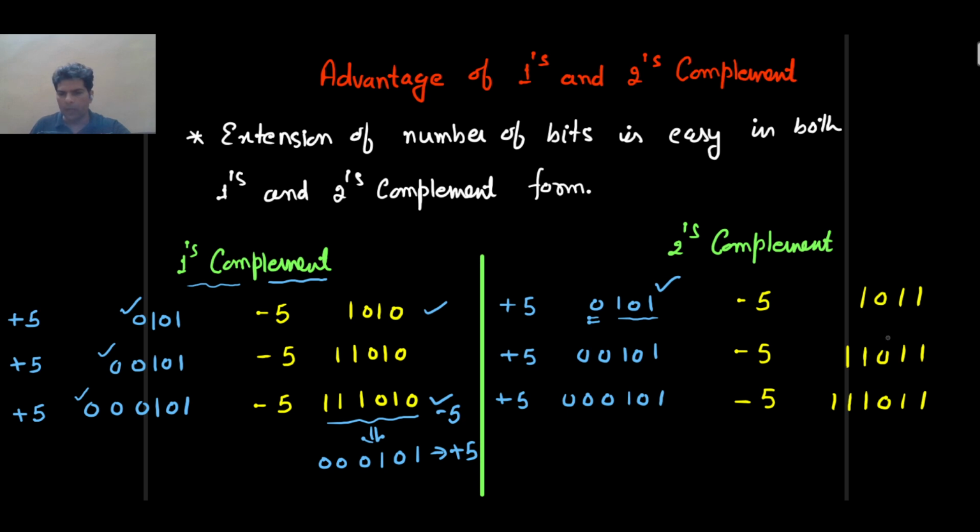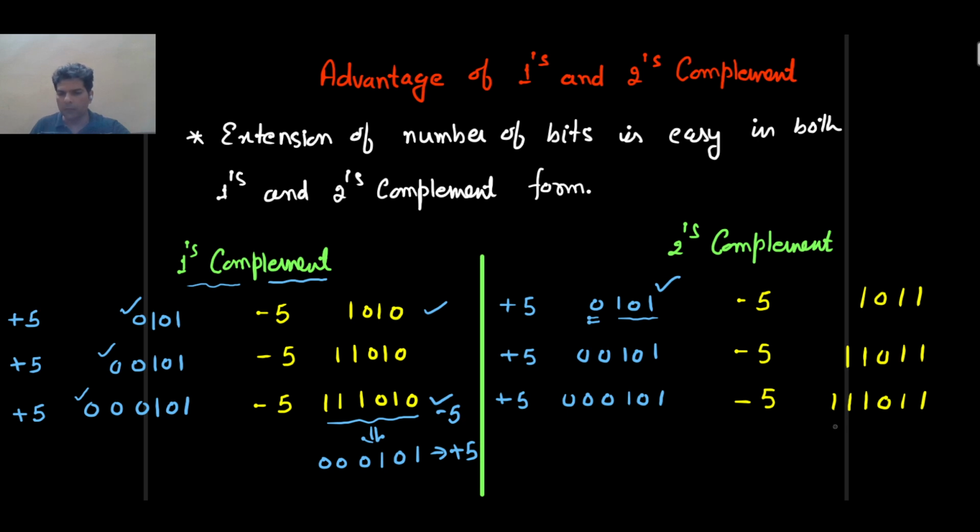Clear? I want to represent this minus 5 in 5 bit. How do we represent it? Simply copy the MSB. And next, if I want to represent this minus 5 again in 6 bit, simply I have to copy the MSB. So 111011 is minus 5.